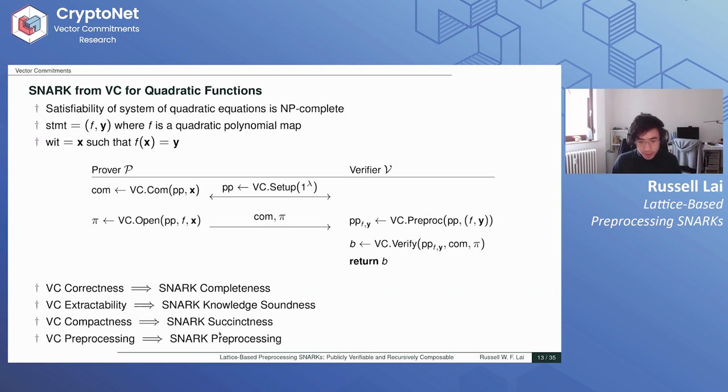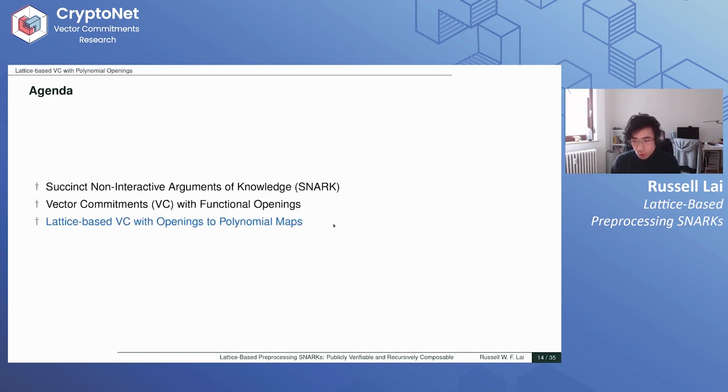course, implies preprocessing. So by now, hopefully you are convinced that a VC for quadratic functions, or in general nonlinear functions, is a very powerful object, and therefore it is an important open problem to construct them. And this brings me into the third and technical part of the talk, where I present to you our construction of a lattice-based VC with openings to any constant degree polynomial maps.